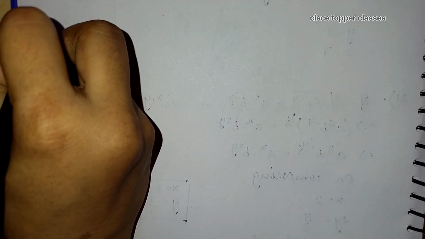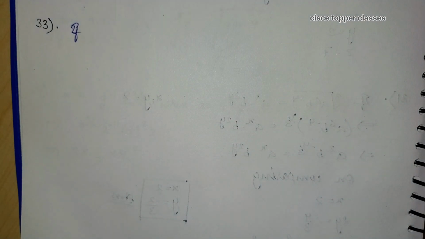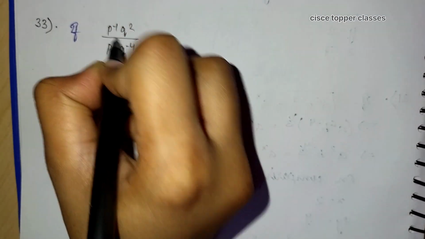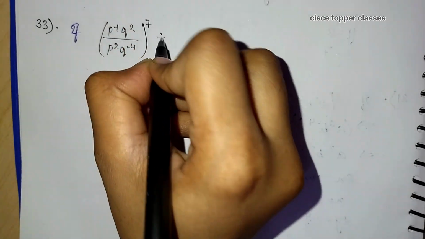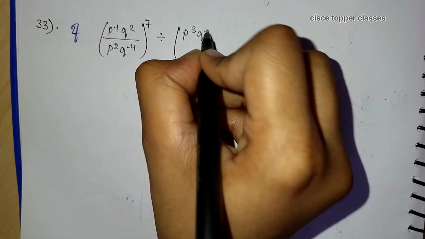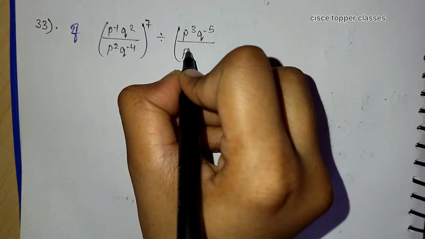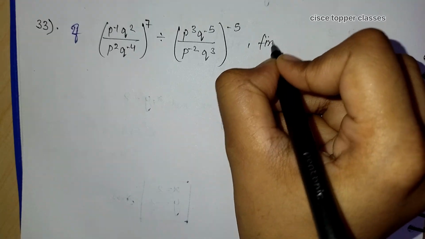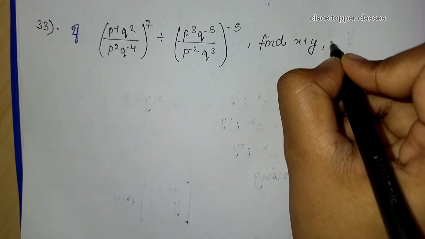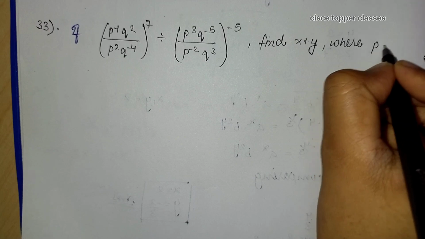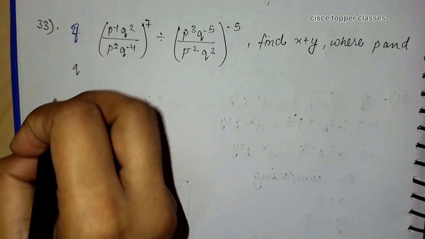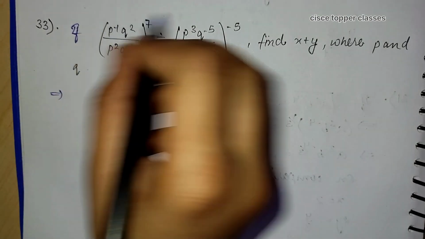Now let us solve question 33, which is: if (p^-1 q^2 and p^2 q^-4)^7 divided by (p^3 q^-5 divided by p^-2 q^3)^-5 equals p^x q^y, find the value of x plus y, where p and q are different positive primes. So we can simply simplify this part here.